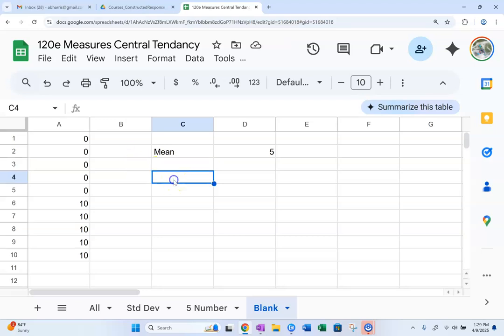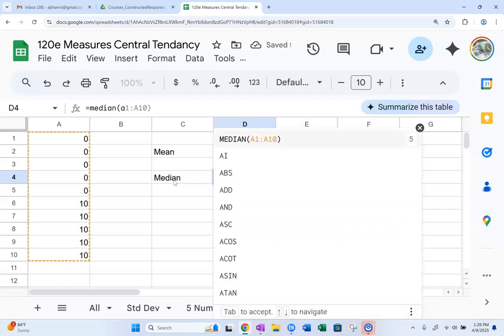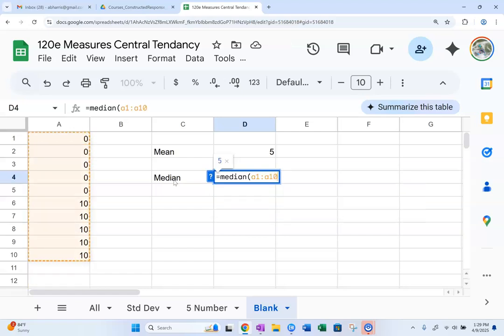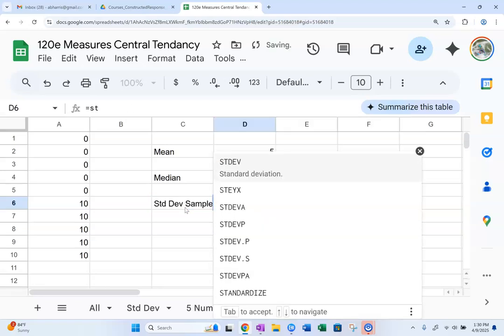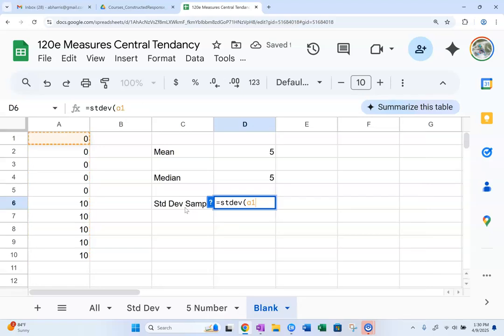Let's do the median now. Equal median A1 to A10. There's my median of those numbers, right? The median would be the average of 0 plus 10 divided by 2, right? That would be our median or middle on that one. Our standard deviation of a sample, equal STDEV, A1 to A10. There it is. Oh, that is nice, right? Because you know how annoying that could be to find.